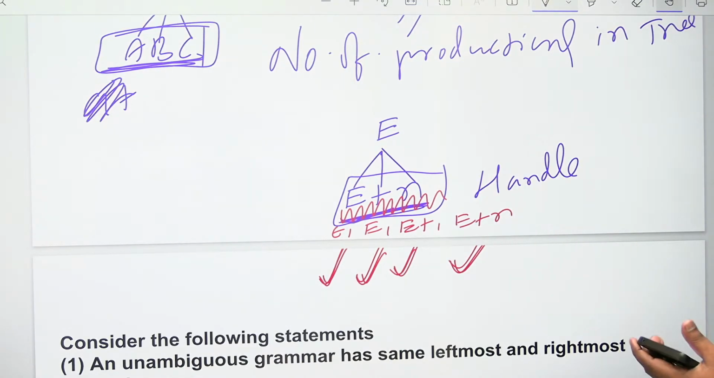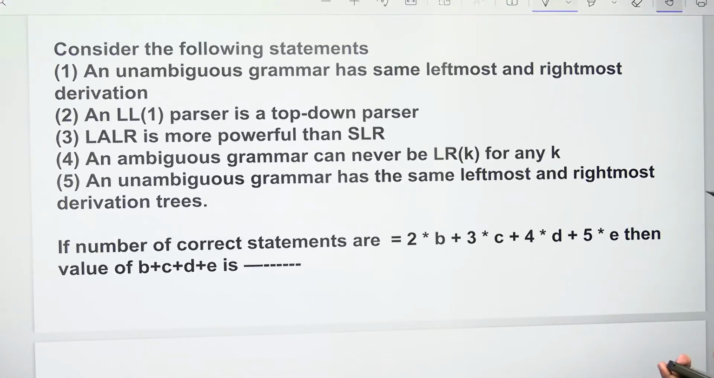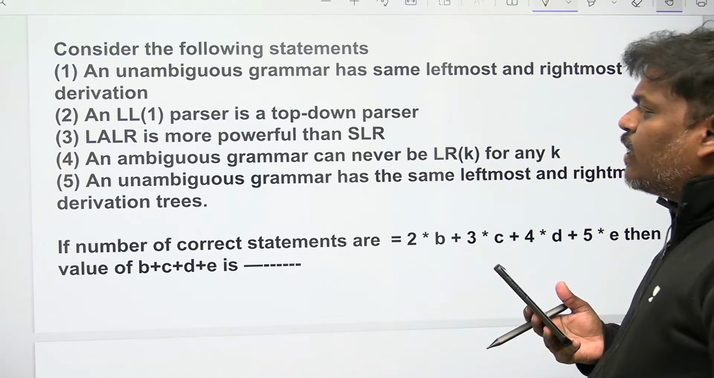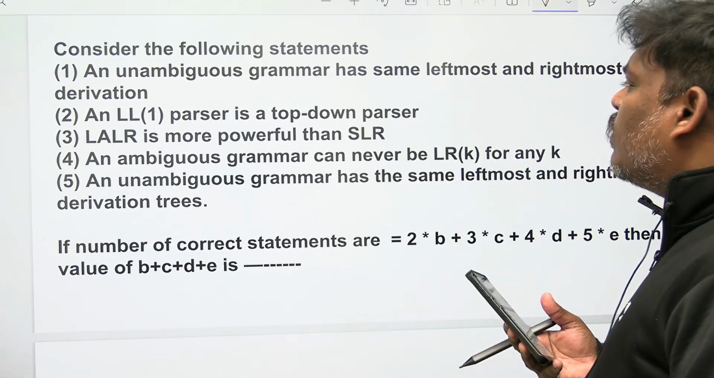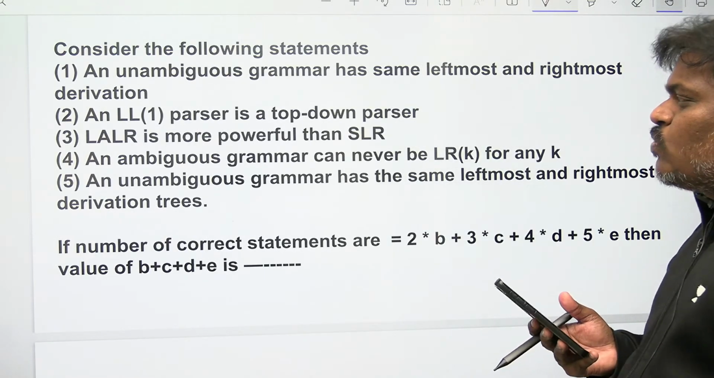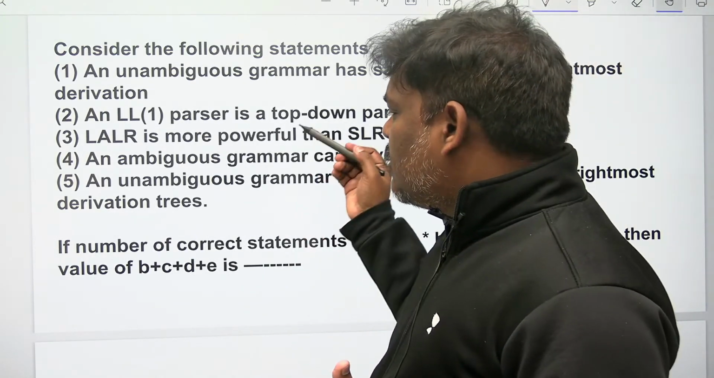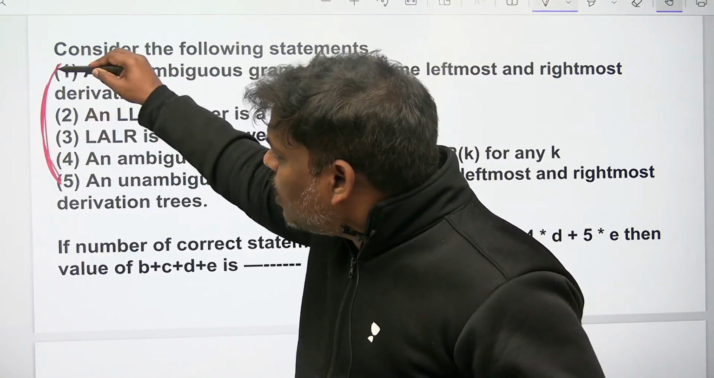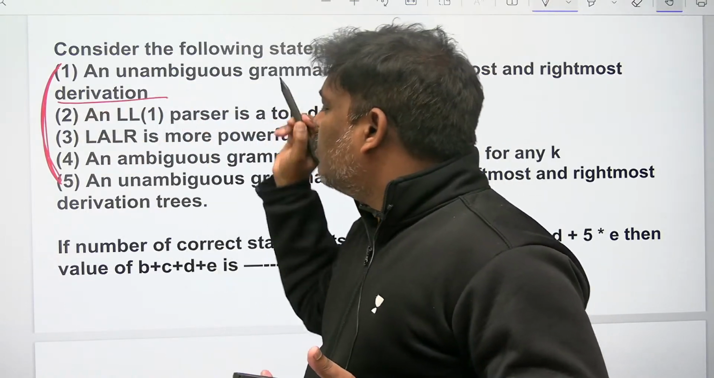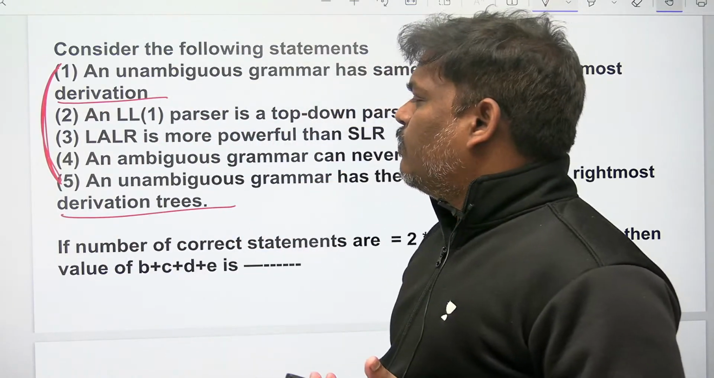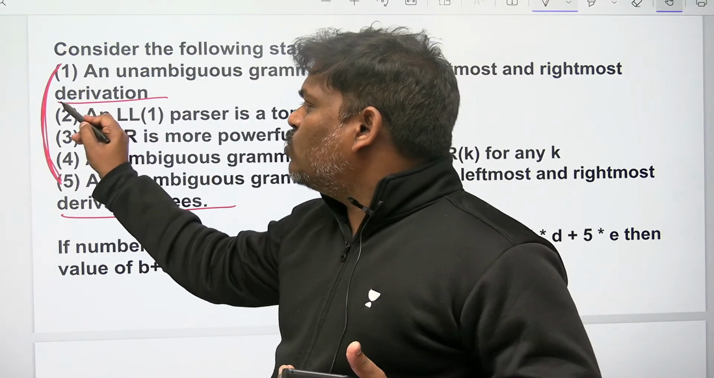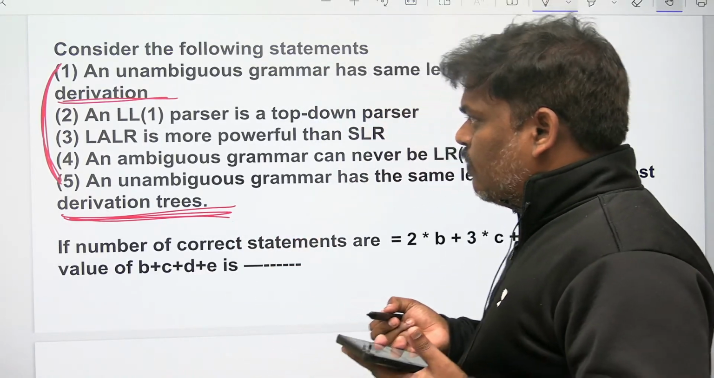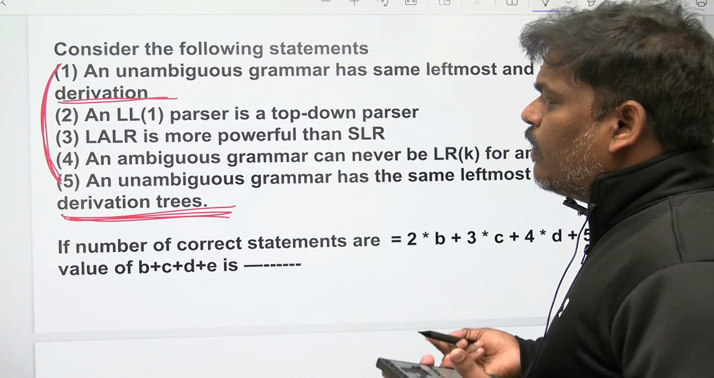Yeah, can you see what the answer of this problem is? Consider the following statements. 1. An unambiguous grammar has same leftmost and rightmost derivation. 2. An LL1 parser is a top-down parser. 3. So can you help in order with the first statement? See this one, see everyone. First and fifth are not the same, because it is a derivation tree. They are different. First one and fifth one are different.